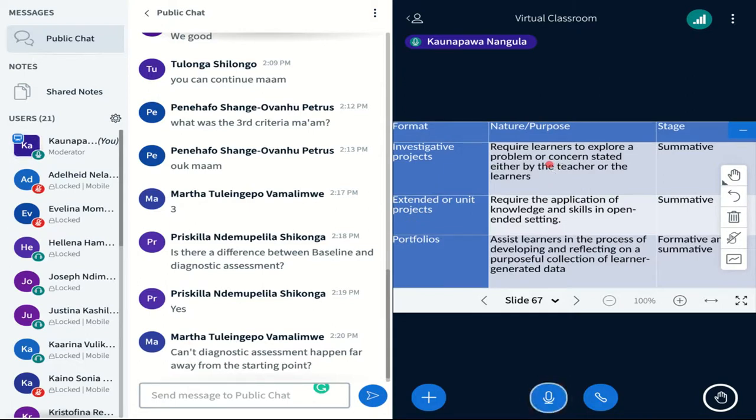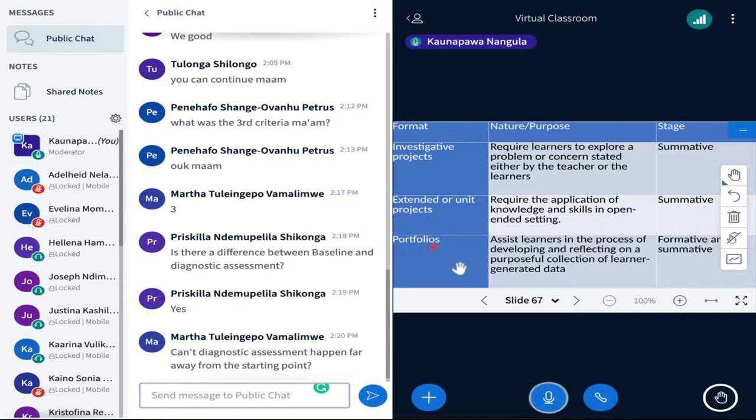Investigative project requires learners to explore a problem or concern stated either by the teacher or the learner. And then this could be, that's interesting, it's just at the summative stage. And then extended or unit project requires the application of knowledge and skills in an open-ended setting. And they suggest that it will be at the summative stage.